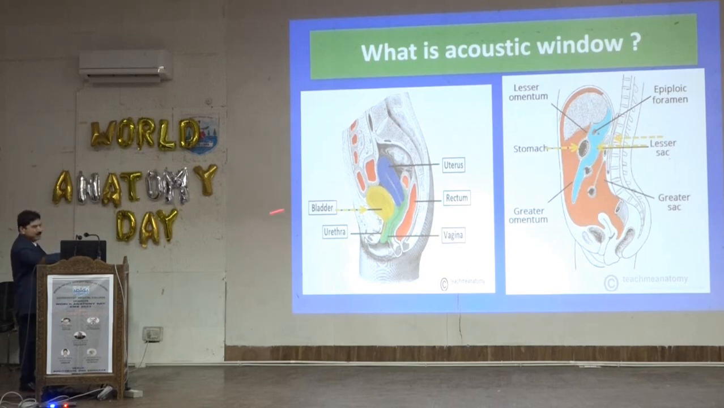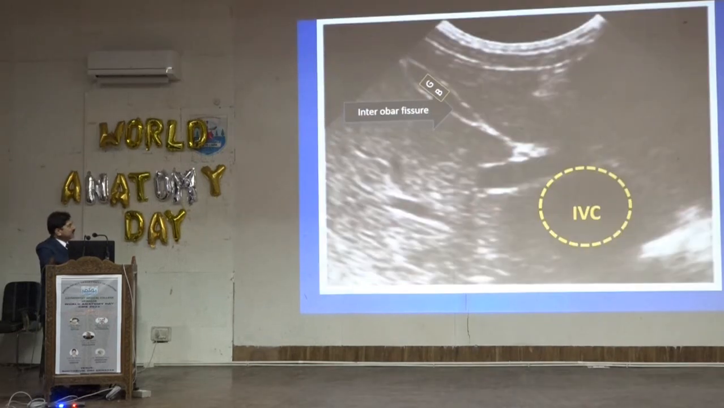Now we want to do a pelvic ultrasound. In females, we do pelvic ultrasound for the uterus and adnexa.